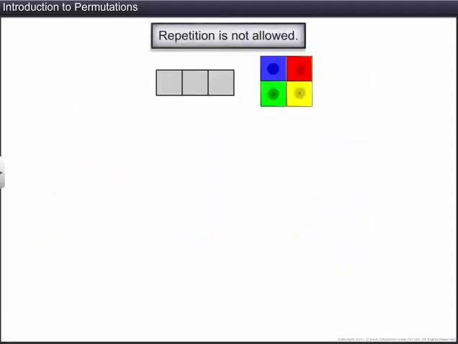Suppose we have 4 tiles to be filled in 3 places as shown. Here, repetition is not allowed. We have 4 different objects, which are 4 tiles of different colors. This implies n equals 4. To fill up the first place in the frame, we have to take 1 tile from the 4 tiles. This implies that the first place can be filled in 4p1 ways.